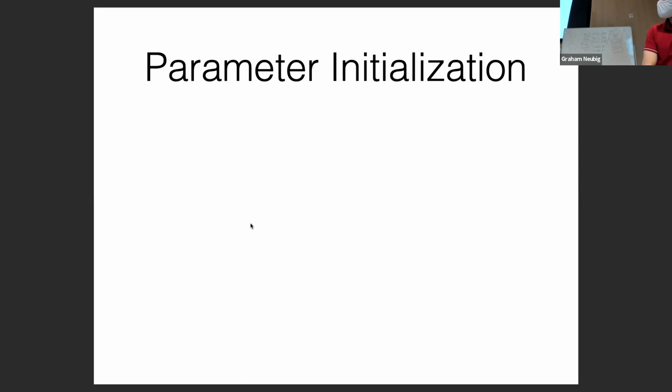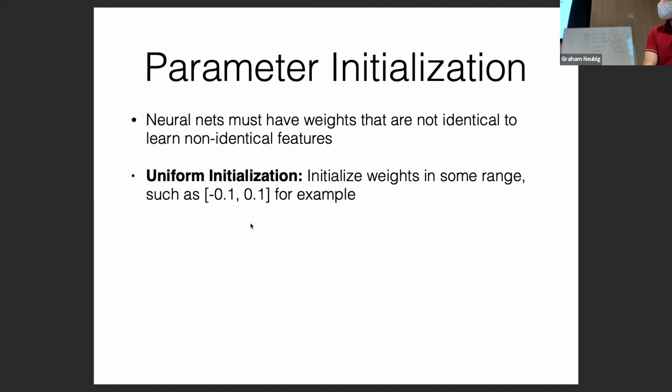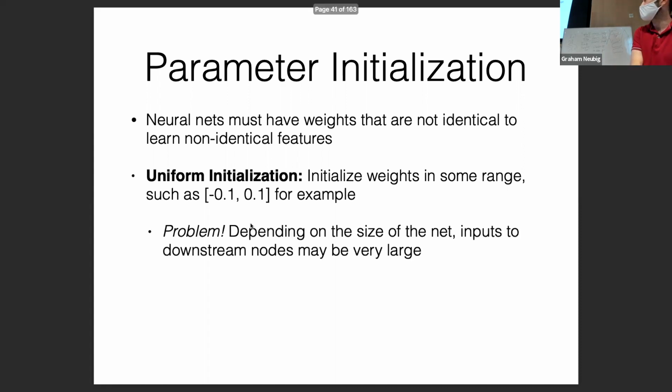Okay, going back to parameter initialization. Neural nets must have weights that are not identical. There's a bunch of different ways that we do this. They all have to do with randomly initializing the weights in some way. The one standard one is uniform initialization. We just initialize all of the weights from -0.1 to 0.1, or some other span that we pick semi-arbitrarily.